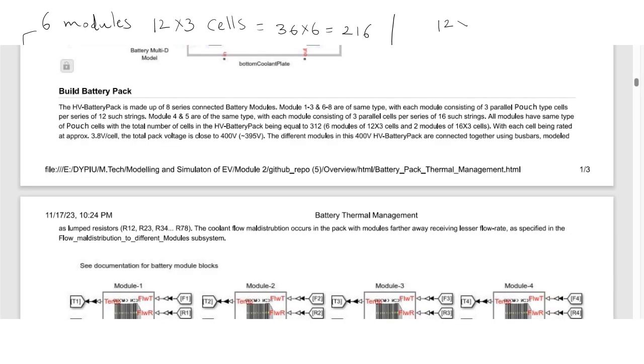Each cell is rated at approximately 3.8 volts per cell, and the total pack voltage here is close to 400 volts. So the different modules in the 400 volt HV battery pack are connected together using the bus. Okay, that I will show you now.